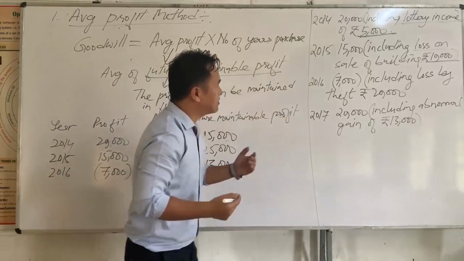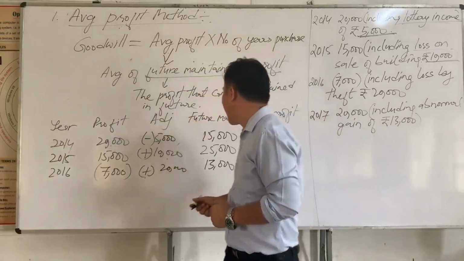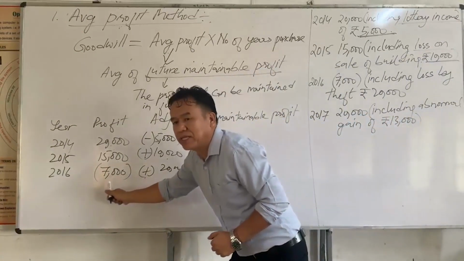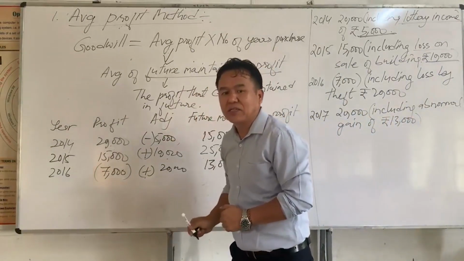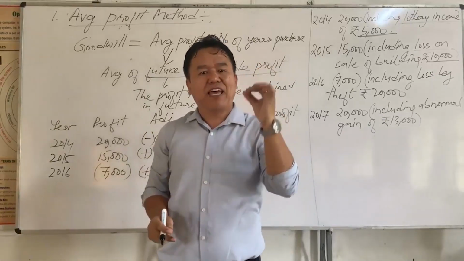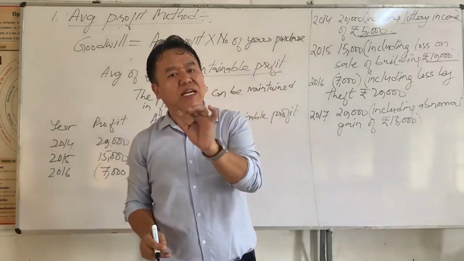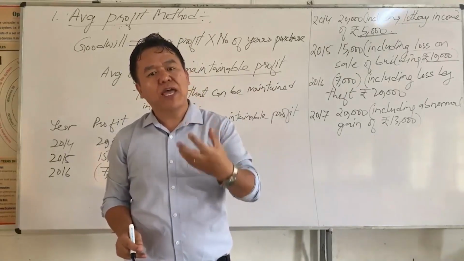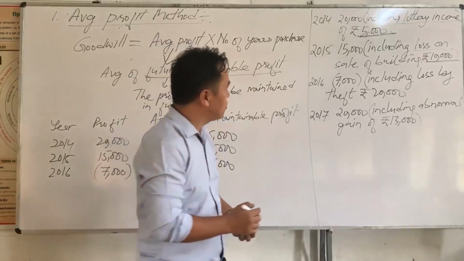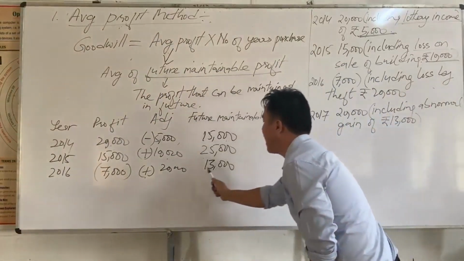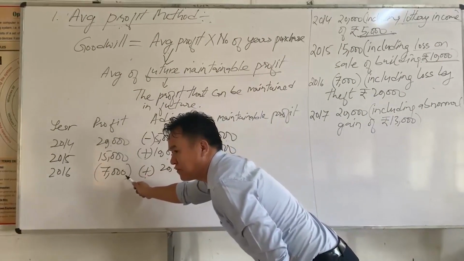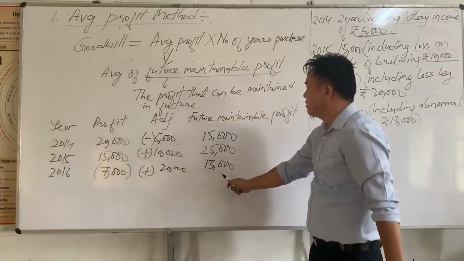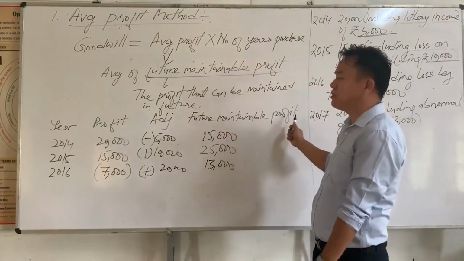13,000. Now tell me why we have added back loss by theft of rupees 20,000 to the loss of rupees 7,000. Because loss by theft is non-recurring in nature. Again, such loss won't happen every year. Therefore, such loss should be added back to the profit of that year. If we add back 20,000, we will get 13,000 as future maintainable profit.